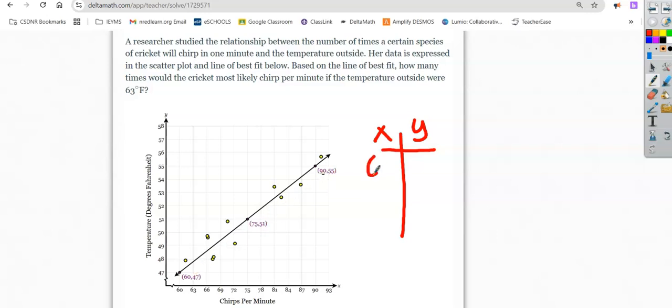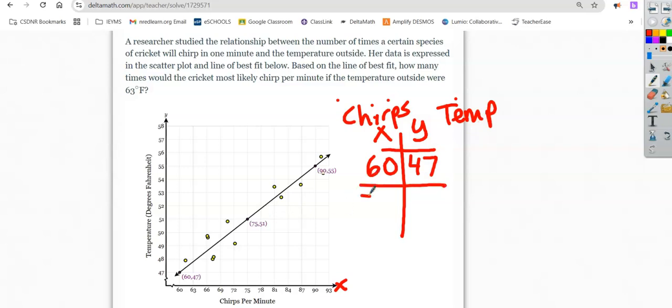I'm going to start with the lowest. 60 chirps when it's 47 degrees outside. I know that because the x-axis is chirps and the y-axis is temperature. The next point we have is 75 chirps when it's 51 degrees, and the third point we have is 90 chirps when it's 55 degrees.